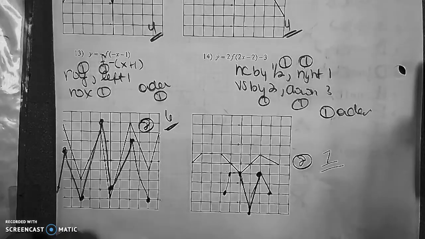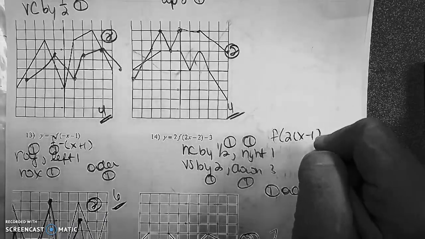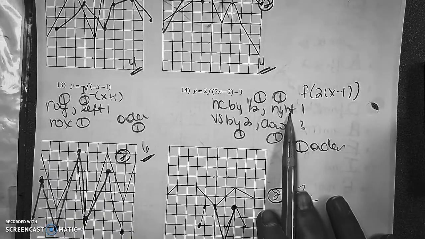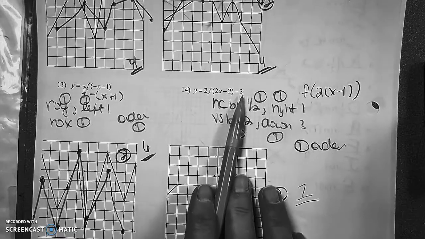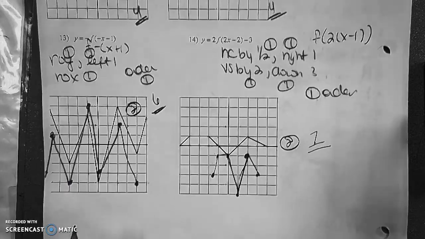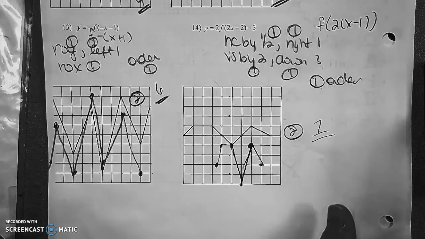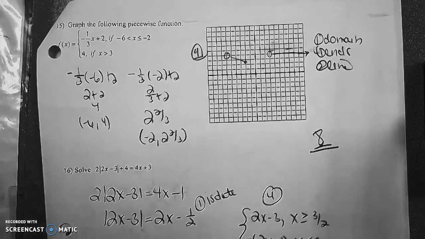Then number 14, once again, inside your function, you need to factor. So that's why I have a horizontal compression by 1/2 and then right 1, vertical stretch by 2, and down 3. And then there's your graph. And of course, you can pause this video. Right, let me go back to this side.